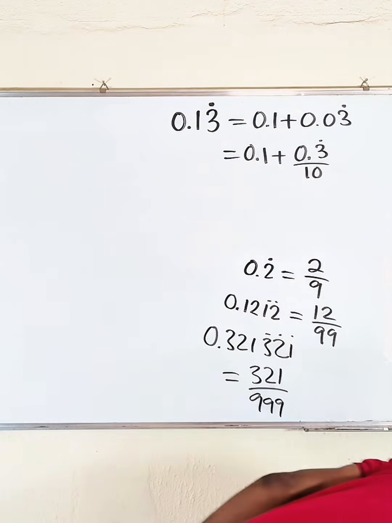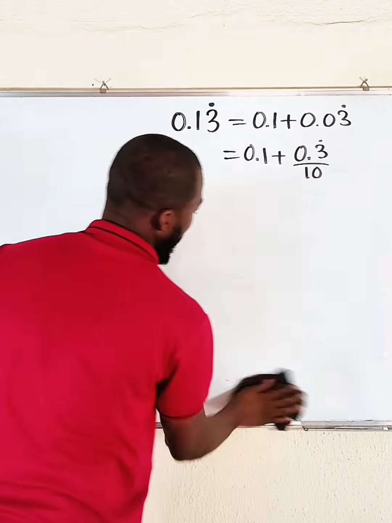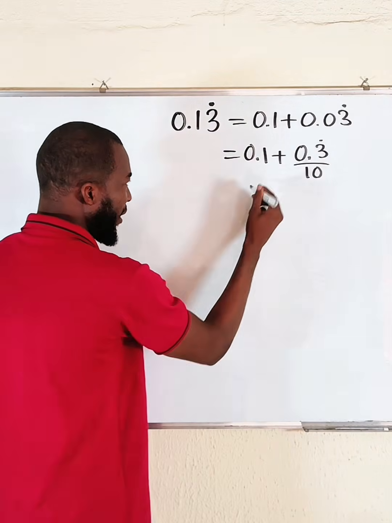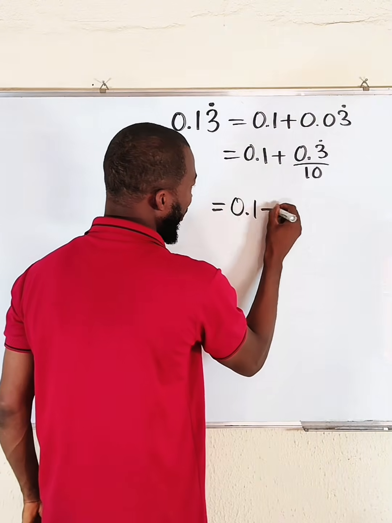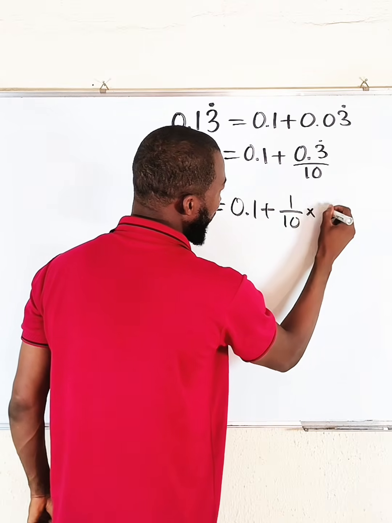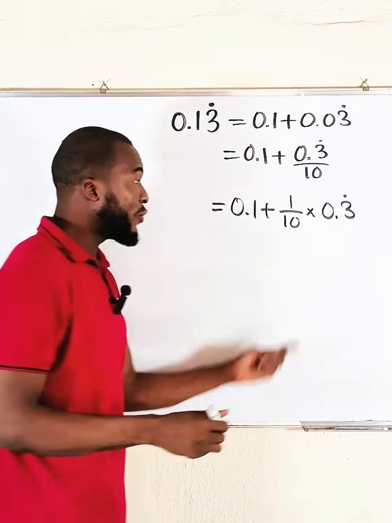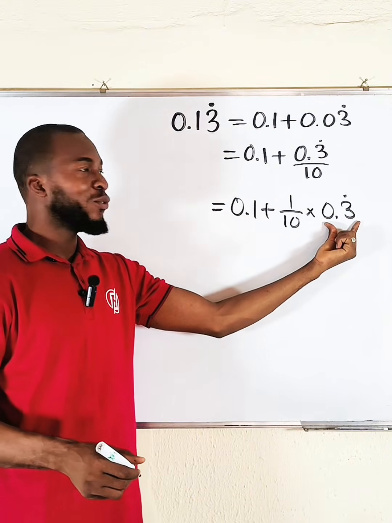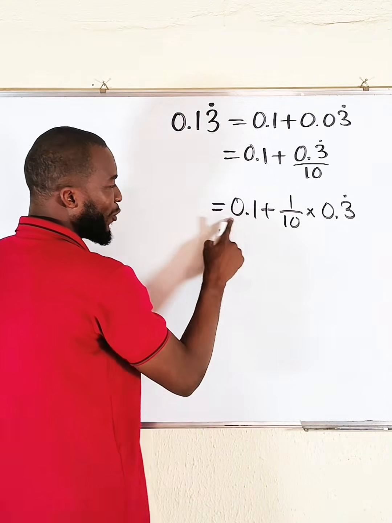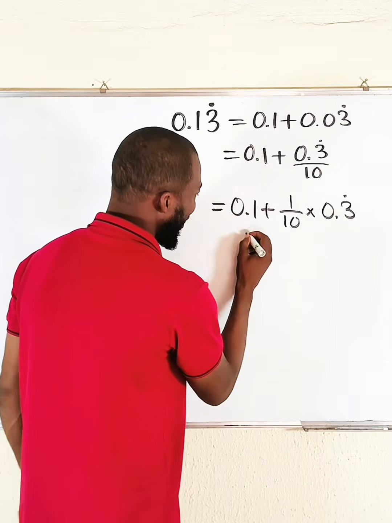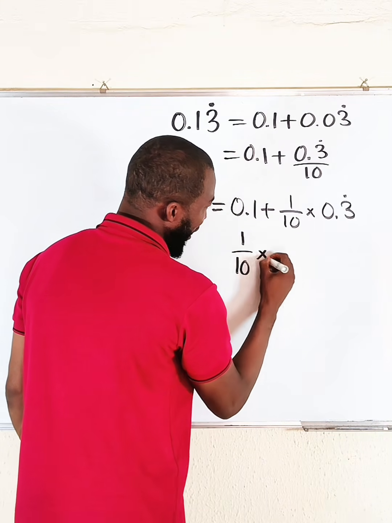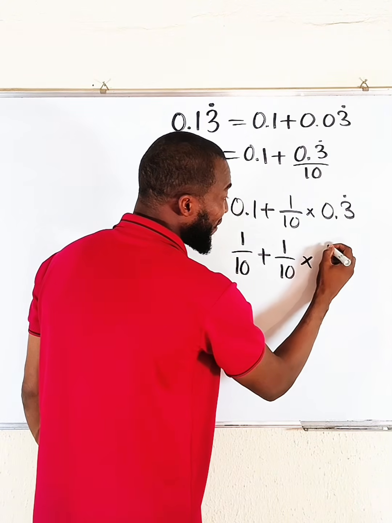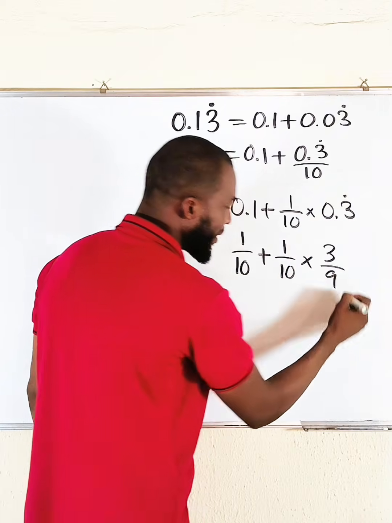Let's continue. And I would like to bring 1/10 here, right? Because it is the same thing as writing 0.1 plus 1/10 times 0.3 recurring. You should know that this and this are the same thing. So now we can confidently convert this into a fraction. But I know 0.1 is the same thing as 1/10. So I have 1/10 right here plus another 1/10 times, sorry, this is 3 that keeps on recurring, divided by 9.